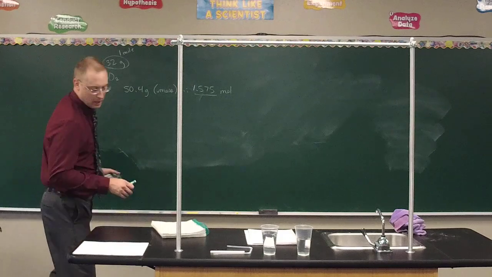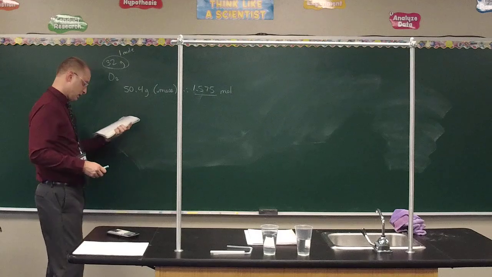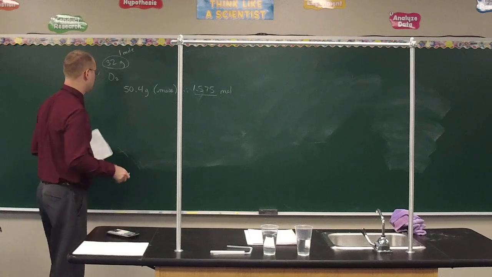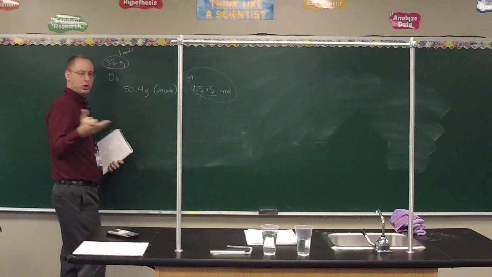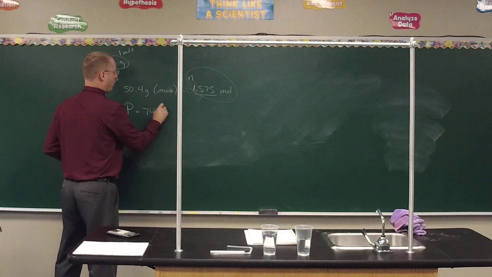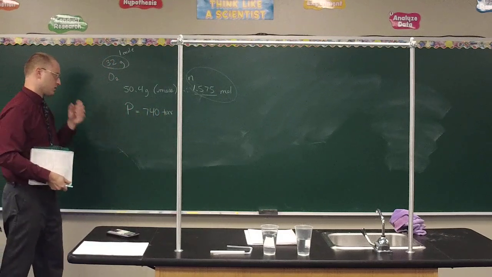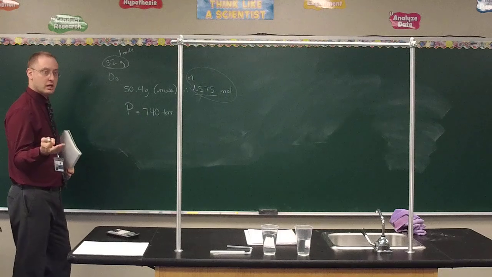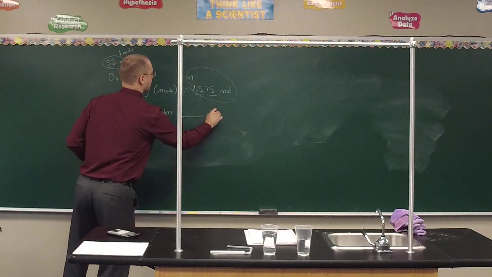All right. Let's see the next thing. Next number they give us. 740 torr. So there's my P. What is torr? Pressure. Okay, so my pressure is 740 torr. Questions, comments, thoughts? You have to have atmospheres. Well, what is 1 atmosphere? 760. So divide by 760 to get how many atmospheres we have.